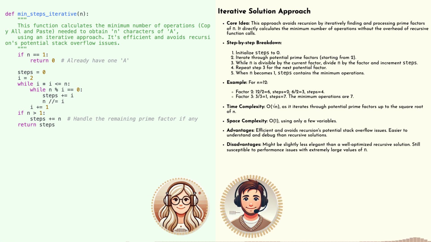Got it. So we keep dividing n by 2 and increasing the counter until it's not divisible by 2 anymore. Exactly. What happens when we get to a number that's not divisible by 2? Then we move on to the next prime number, which is 3. And we repeat the process, check if n is divisible by 3, divide it if it is, and increase our counter. And we just keep doing that, going up the prime numbers until n becomes 1. You got it. Once n is 1, we've accounted for all the prime factors, and our counter will have the minimum number of steps it took to get to n A's.